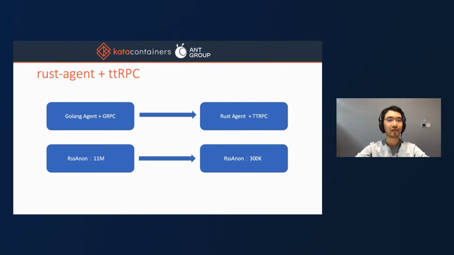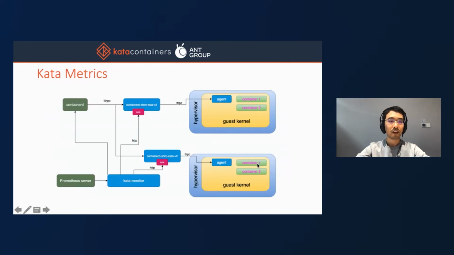So this is the illustration of the Kata agent and gRPC. We moved from a Golang agent plus gRPC to a Rust agent plus ttRPC. The benefit is that the RSS of the Kata agent is reduced from 11 megabytes to about 300 kilobytes. And also, as I mentioned, we introduced a Kata Monitor component here.